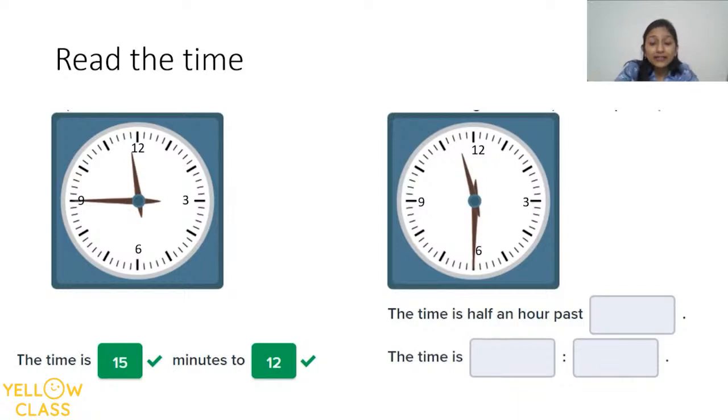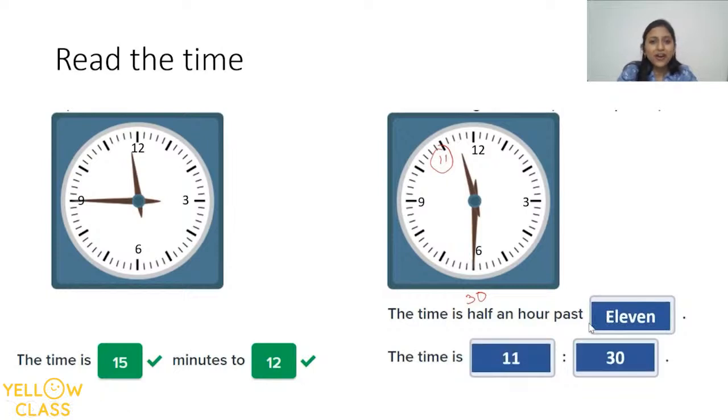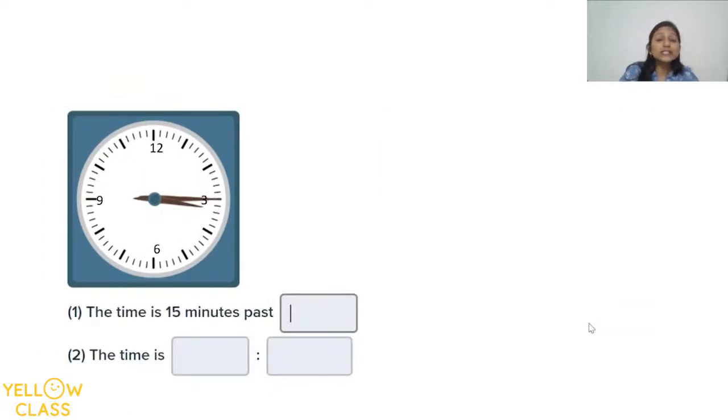Yes. So here the hour hand is between 11 and 12. So which number are you going to take, 11 or 12? The smaller number, which means 11. So the hour is 11 and the minute hand is at 6. 6 means? Yes, 30. Half of 60, which is 30. So it's 11:30. Now how will we say it in word form? Yes, it's written half an hour past 11. Good. Okay. All right. So this way, do it step by step and it will be very, very easy.